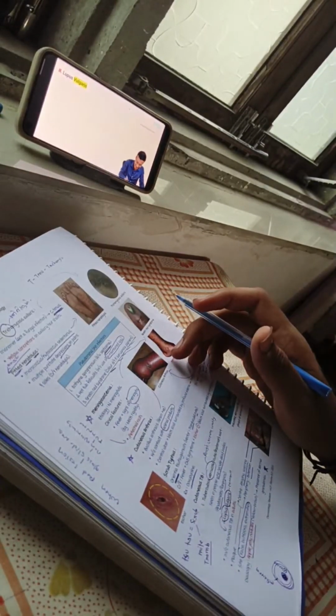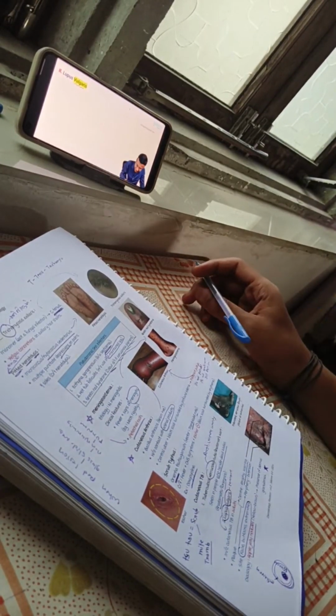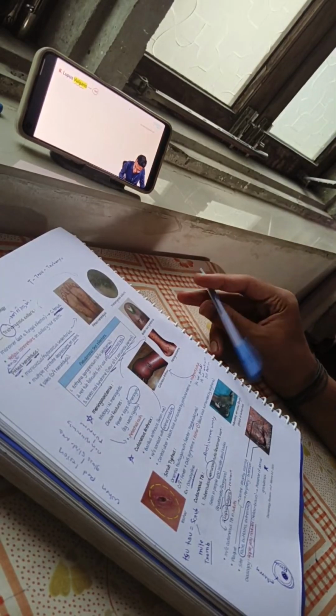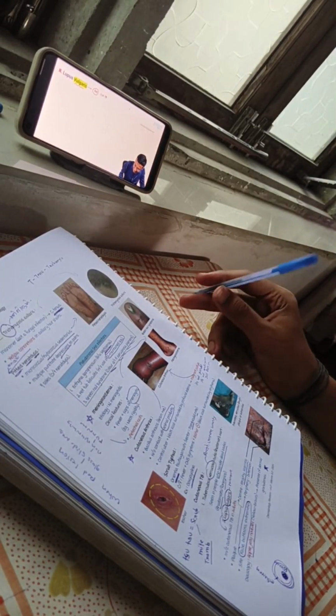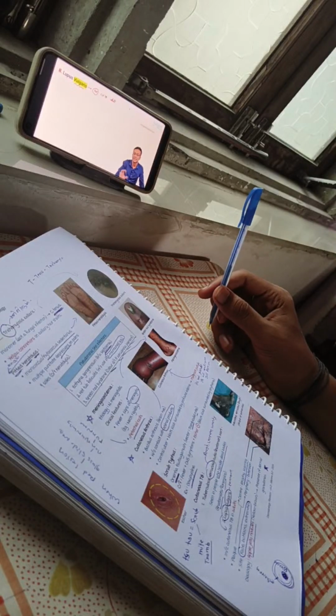Next, we move to lupus vulgaris. What is the meaning of the word vulgaris? Vulgaris means this is the most common cutaneous tuberculosis in adults. The most common form of cutaneous tuberculosis in adults is lupus vulgaris.